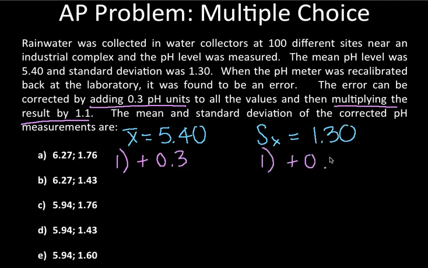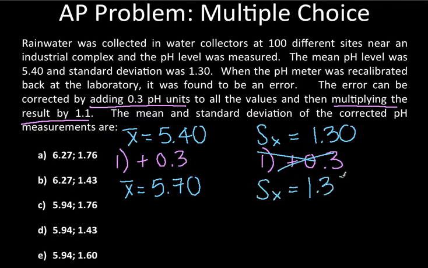So we know that the mean is affected by adding a constant to the set of data, so we can acknowledge that by adding 0.3 to 5.40. So now our new mean is 5.70. And standard deviation is actually not affected by an addition of a constant. It stays the same, so we can just cross this out and then say standard deviation is still 1.30.